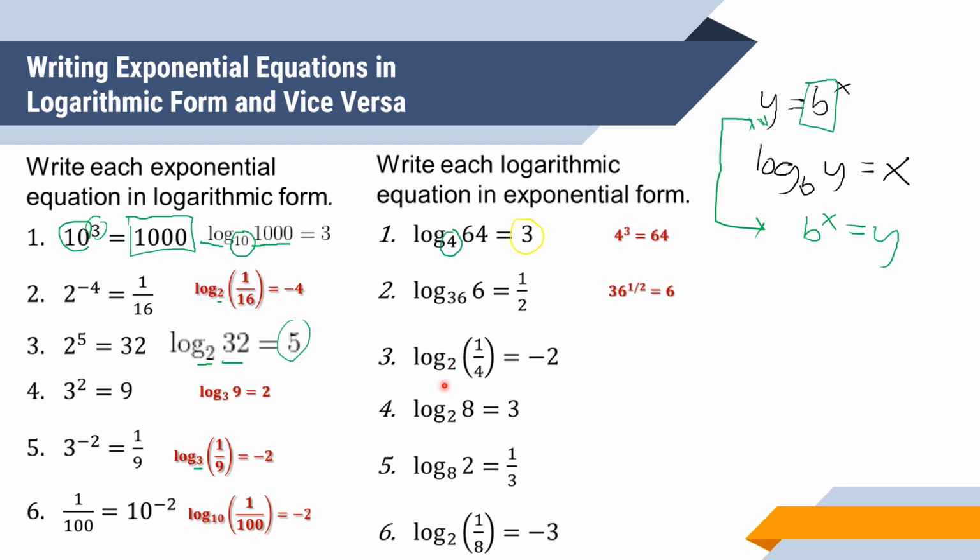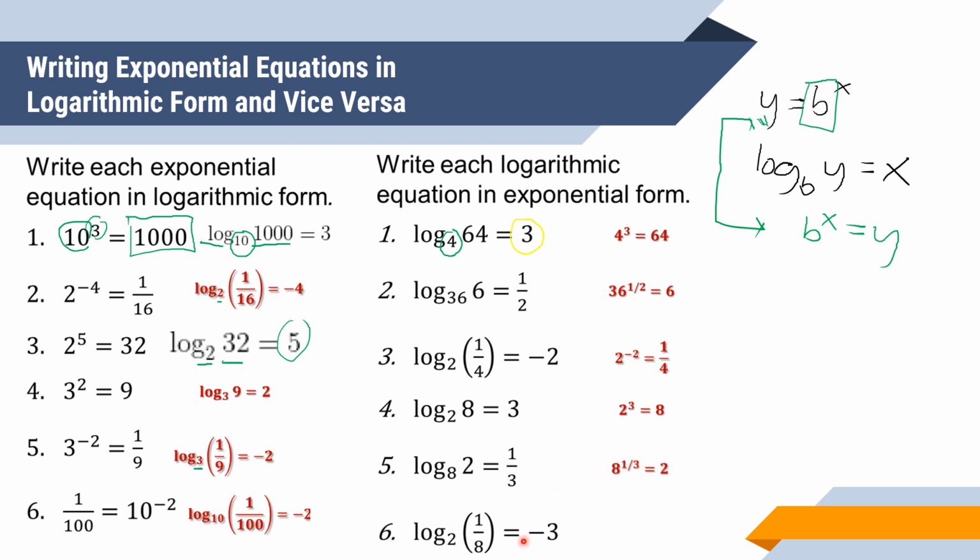Number 3. What is the base? Base is 2. Exponent is negative 2. So we will write 2 raised to the negative 2 is equal to 1/4. And then number 4. Base is 2. Exponent is 3. So we will have 2 cubed is equal to 8. Number 5. Base is 8. Exponent is 1/3. So we will write 8 raised to 1/3 is equal to 2.